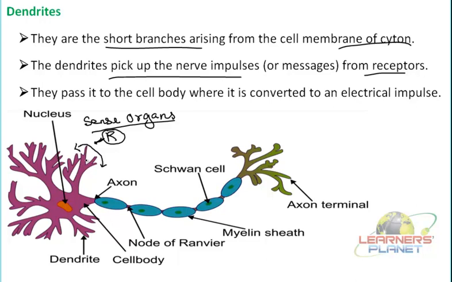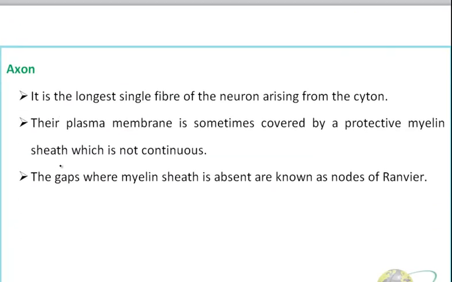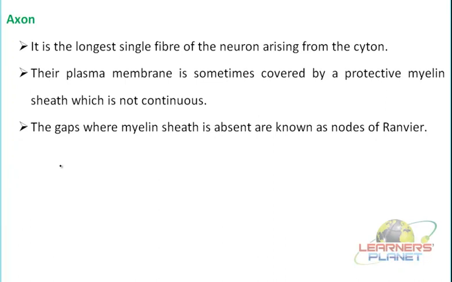Now if such a change is taking place, definitely there will be some chemical change, isn't it? There will be a change in molecular movement. A chemical reaction would be established, and then this chemical reaction will be converted into an electrical impulse, and this electrical impulse will be transferred to what? It will be transferred to the axon.